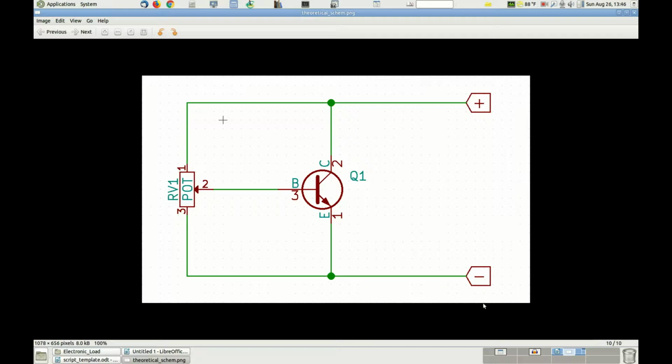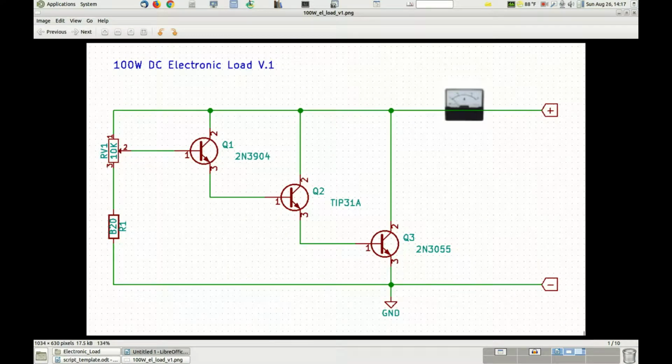Let's see how this circuit can be enhanced to overcome the problems we have described. Here is a better way to design an electronic load. You can see that we have addressed at least some of the issues we described with the help of the theoretical schematics. Now, instead of having one single transistor, we have three. I chose these transistors considering what I had available in my lab. Other transistors may work as effectively.